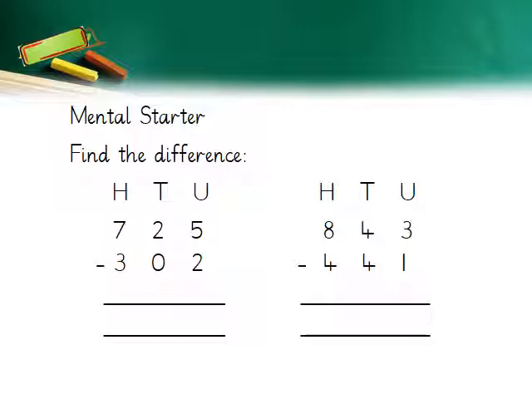Let's come up with the answers starting from question number 1. 725 minus 302. And the answer is 423. Let's move towards the second question. 843 minus 441. Yes, what's the answer? And the answer is 402. If your answers are correct, you have done a very good job.